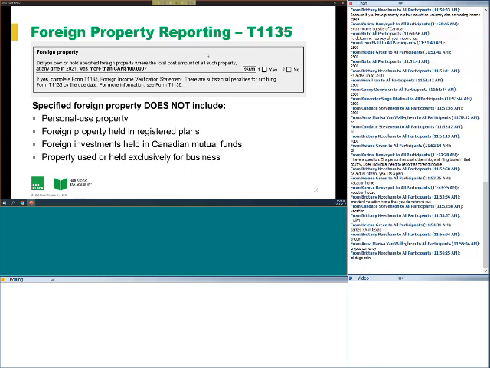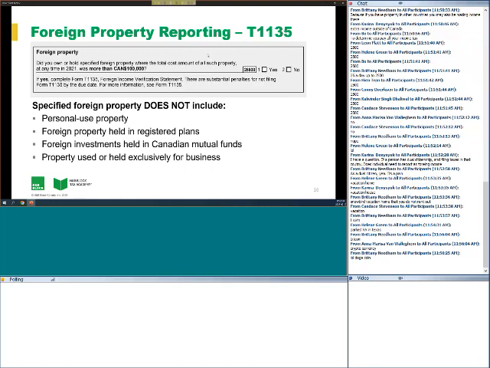And the last one is property that is used or held exclusively for business. So if you're running a business in a different country and you own a warehouse or a factory in a different country and that's being used for business only, that does not show up on T1135. Every other foreign property does.